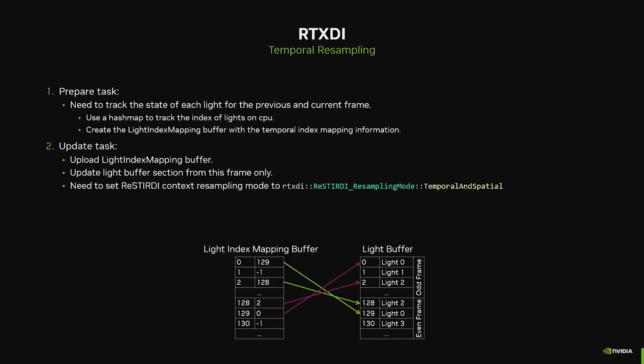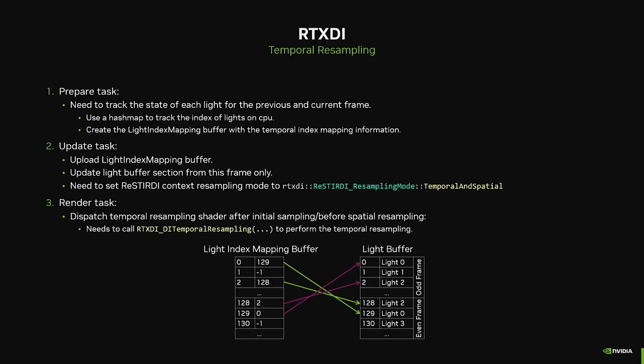For the update task, nothing too complicated here. We simply need to upload the light buffer, the light index mapping buffer, and then update the light buffer part that corresponds to the current frame. And finally, for the render task, we simply dispatch the temporal resampling shader, and that will do the temporal resampling.